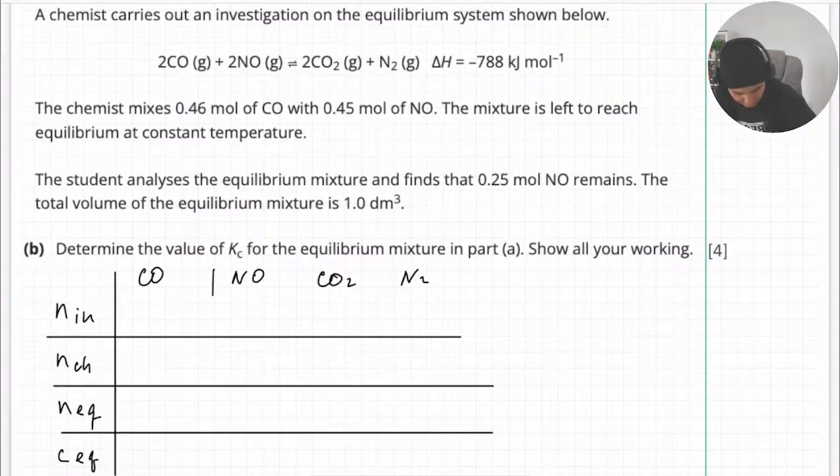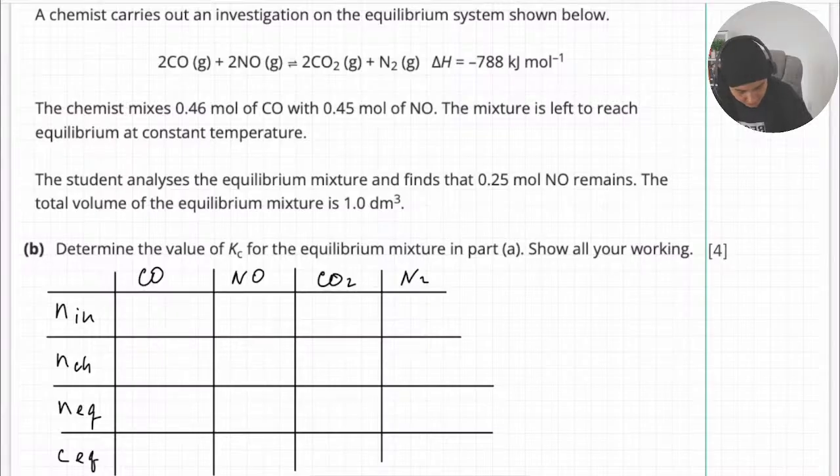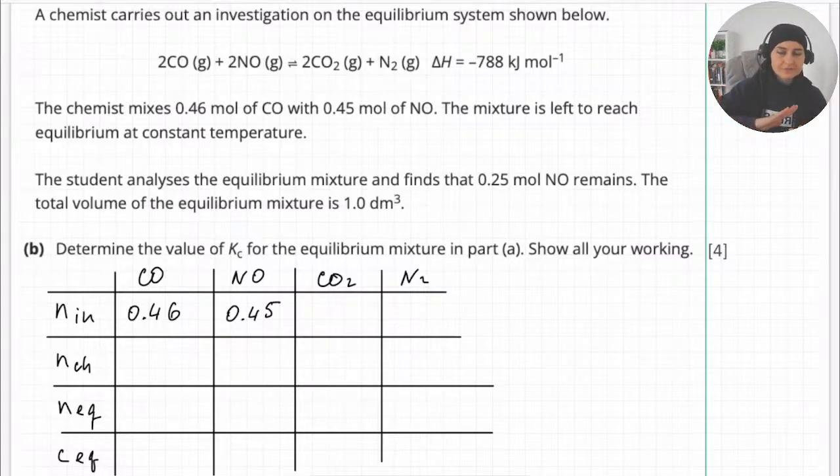So see, that's like I said, a table: initial, change, equilibrium. And let's just fill it in. What do we know from the text? We know that we had 0.46 moles of CO initially, and 0.45 moles of NO. CO2 and N2 initially are not mentioned, but it is possible that you even have some products in the beginning. Sometimes they give these weird questions when they mix all the reactants and all the products, not here. If nothing is mentioned about the products in the initial mixture, then you assume that they are zeros. So 0, 0.